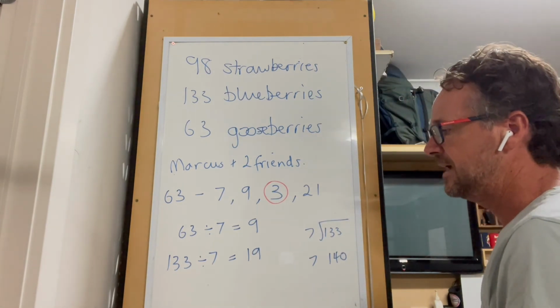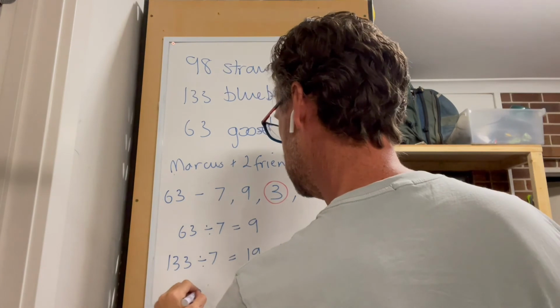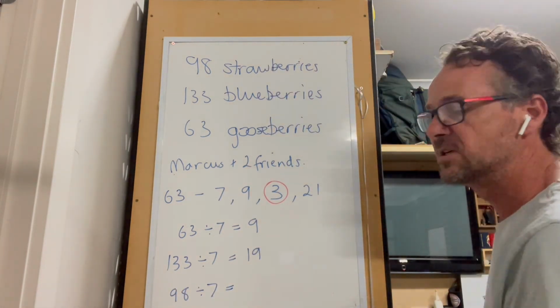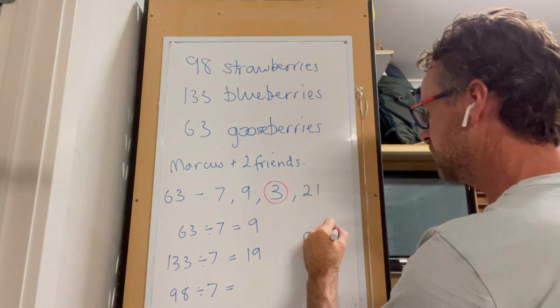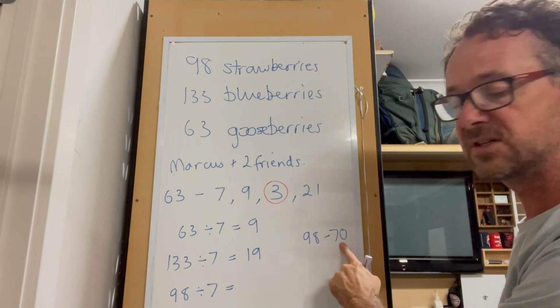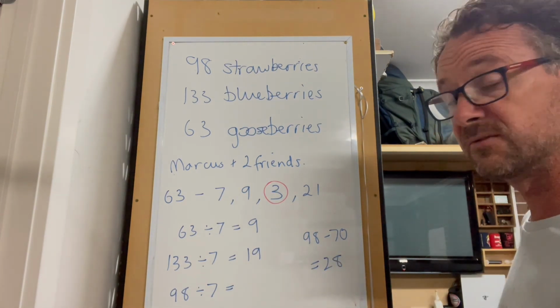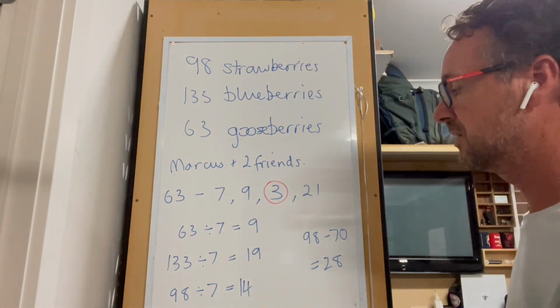And then finally, 98 divided by 7. Now, to do divisibility of 7, we go 98, take away 70, because we know 7 tens are 70. And that leaves us with 28. Does 7 go into 28? Yes, it does. It goes in 4 times. So that's going to be 10 plus 4 is 14. So it goes in 14 times.